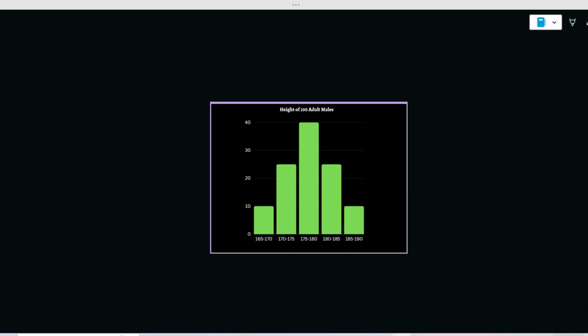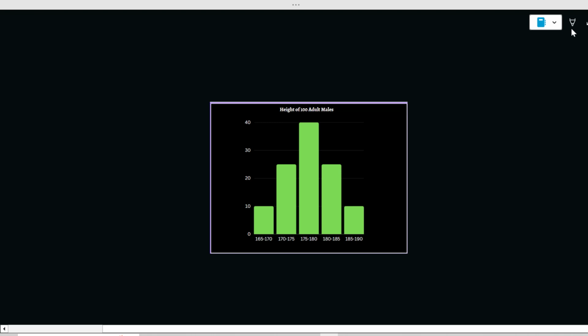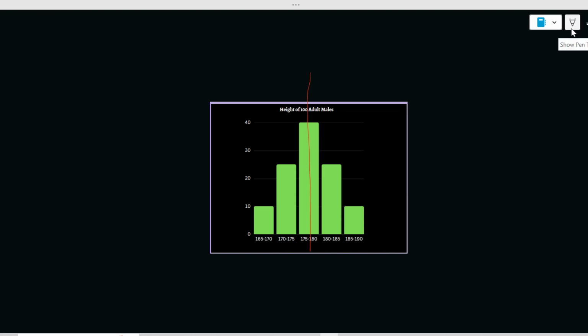Let's look at the data of height of 100 adult males in centimeters, and if we look at this distribution, we can see that it is a symmetrical distribution. So what is a symmetrical distribution? If I draw a line here, I can divide these two parts into equal halves, which are mirror images of each other, and the shape of distribution which will be formed with a symmetrical distribution is somewhere like this.